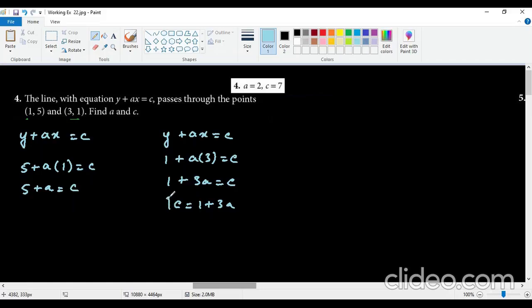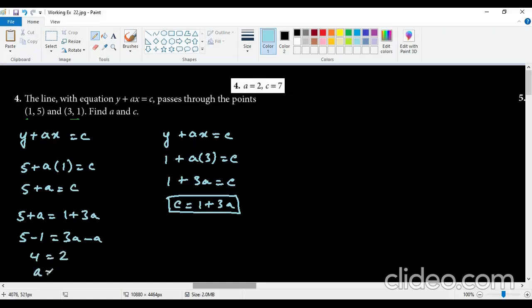I will put this value of c into the first equation. 5 plus a is equal to 1 plus 3a. Keeping the like terms together, so 5 minus 1 and 3a minus a, that means 4 equals 2a. That means the value of a is going to be 2. As you can see, the value of a is 2.